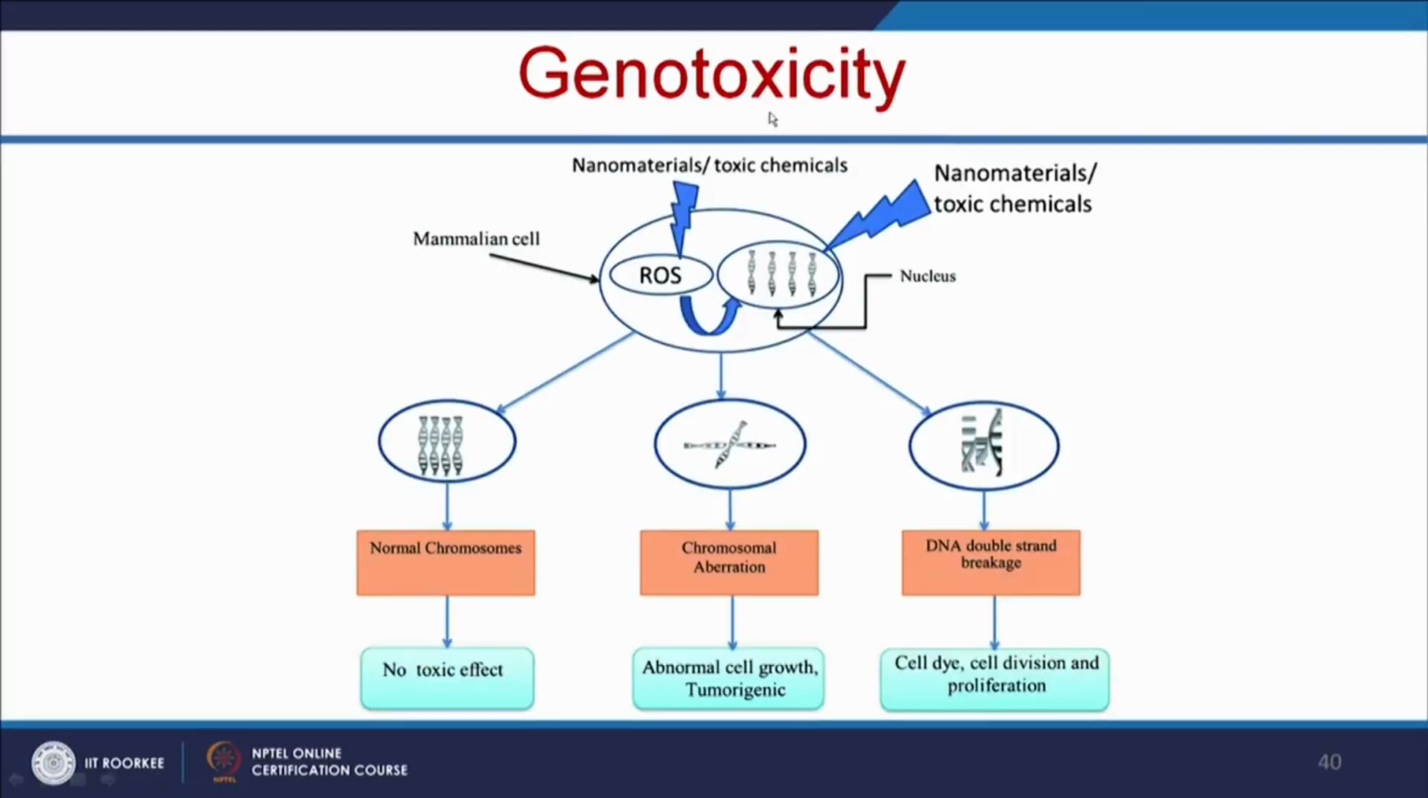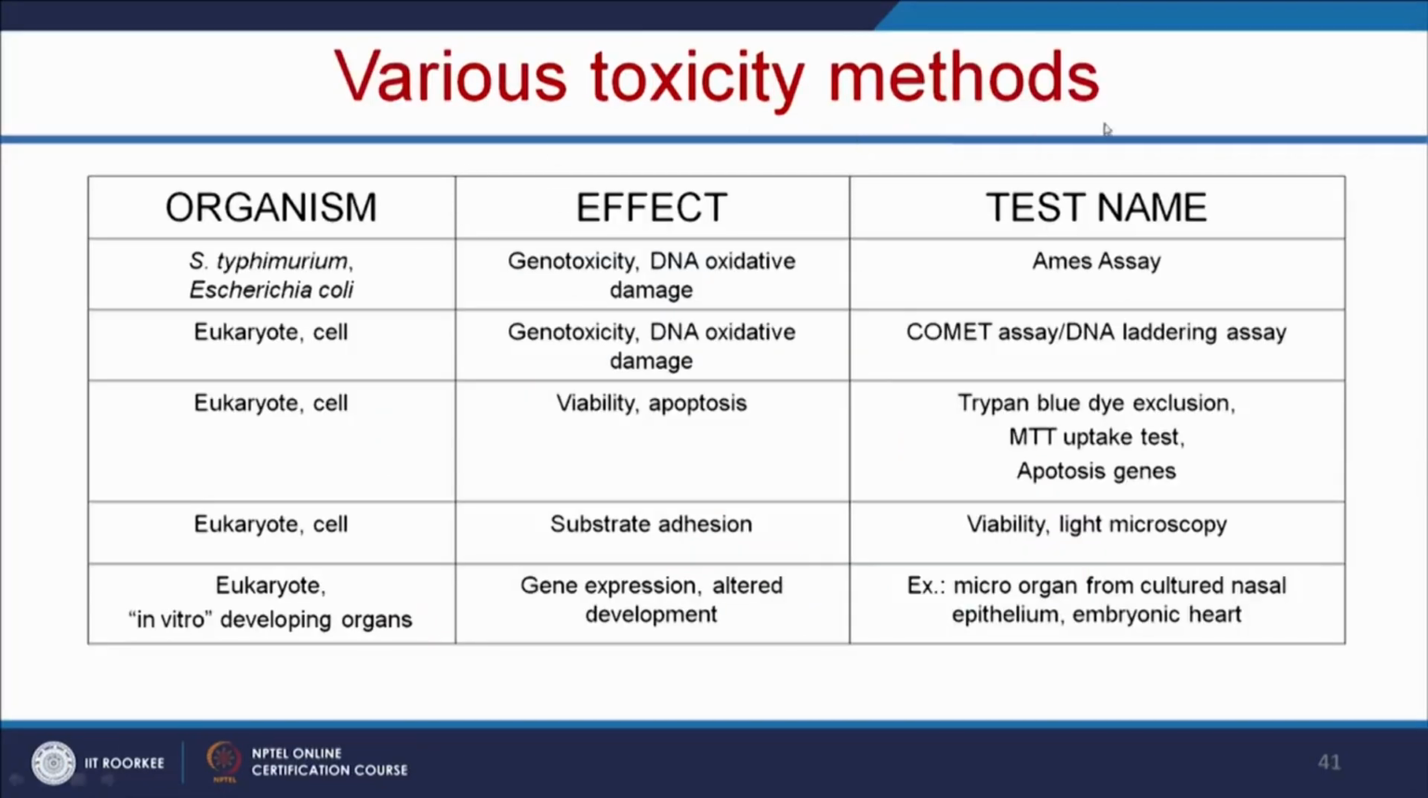So you can see here, when you expose the cells to these nanomaterials, there may be chances for chromosomal aberration. If it is a normal chromosome, there is no toxic effect, and if you identify a chromosomal aberration, that means it can lead to abnormal cell growth, and the compound may be tumorigenic. We can also understand genotoxicity by studying DNA double strand breakage, and by using various nucleus stains and cell division and proliferation. So these are the various toxicity methods available.